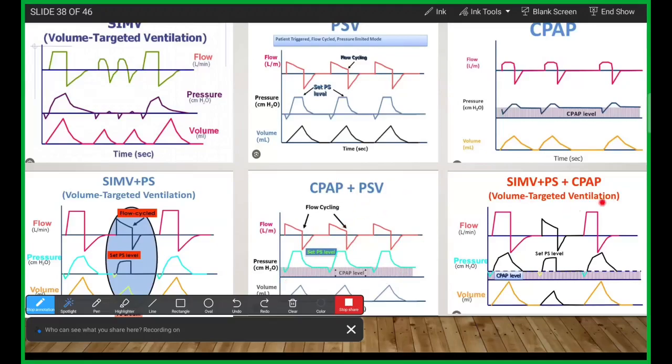Now SIMV plus pressure support plus CPAP. So in SIMV mode, you have mandatory breaths with your pressure supported breaths in between and a continuous positive airway pressure throughout the respiration. That is during inspiration and also during expiration. This is the difference between these modes used in combination.